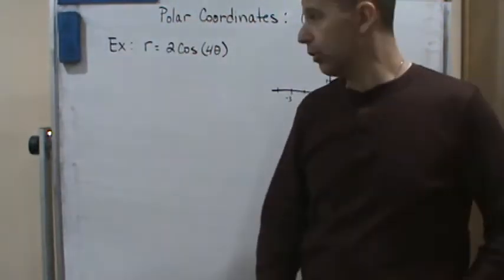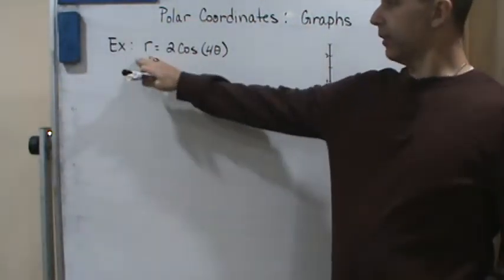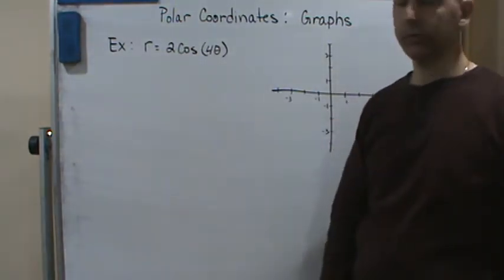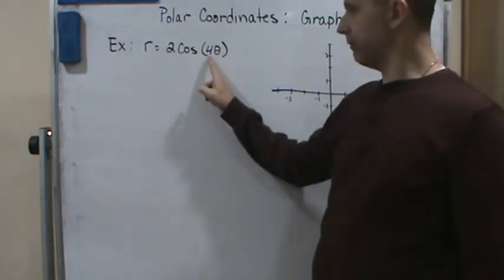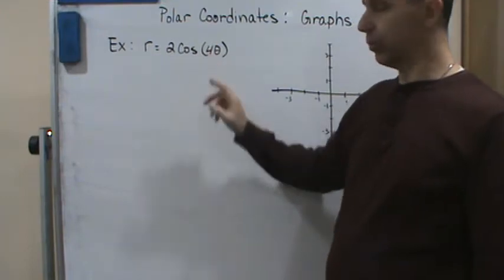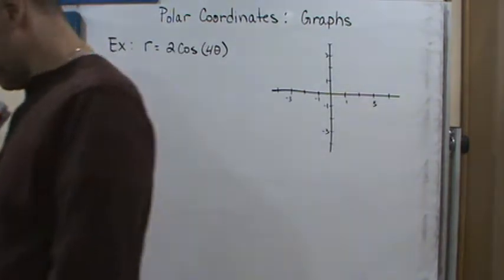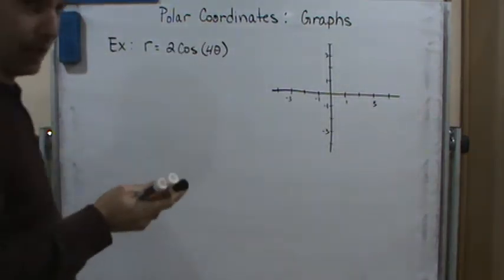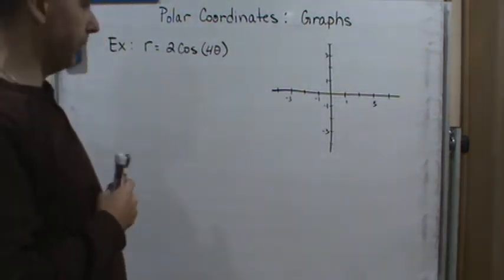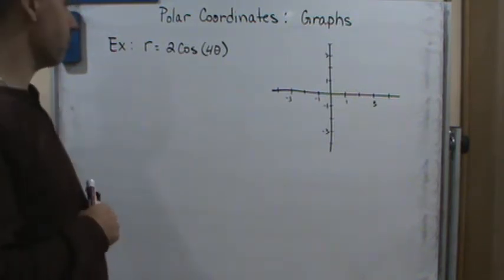Okay, so welcome back, and now what we're going to do is graph this curve, and this is going to be one of those rose curves. Notice that we have 4 theta, so we have an even n, so we're going to have double the number of petals. That means we're going to have 8 petals that we need to graph.